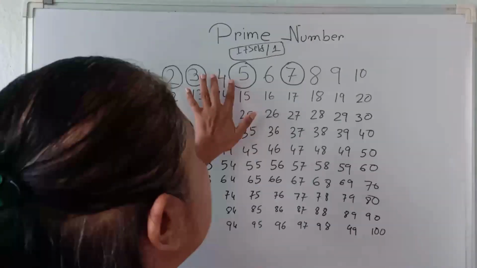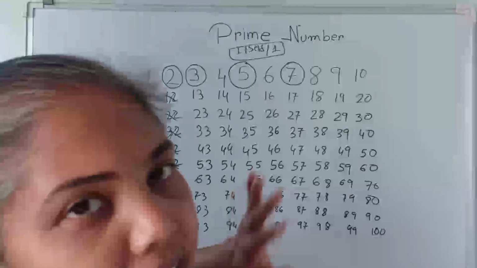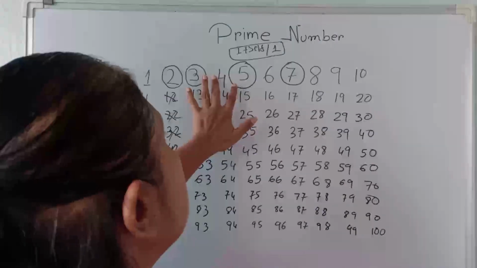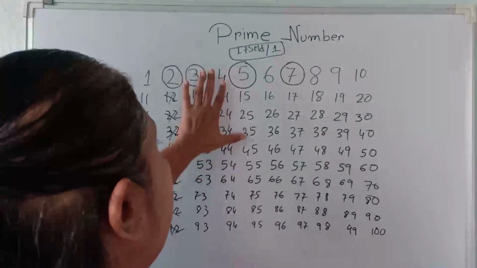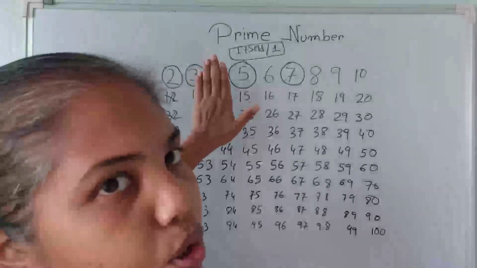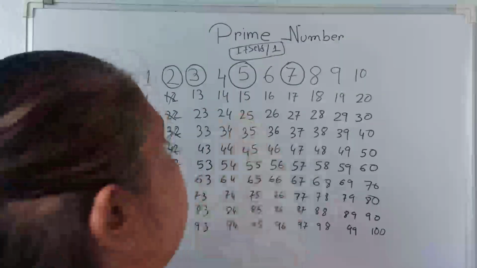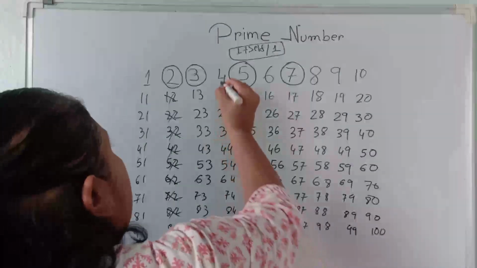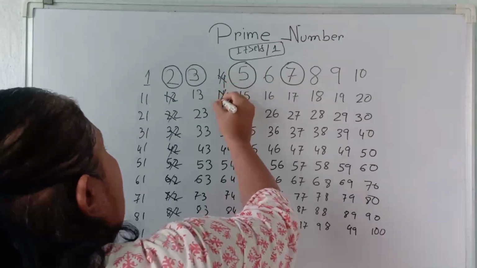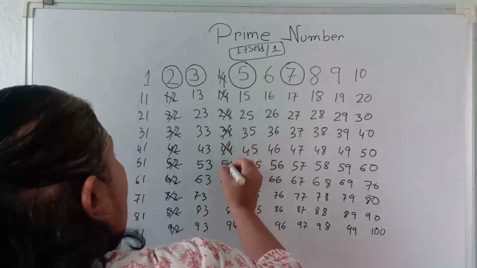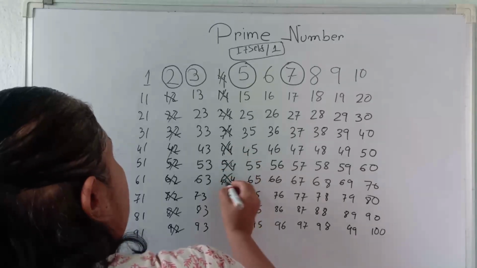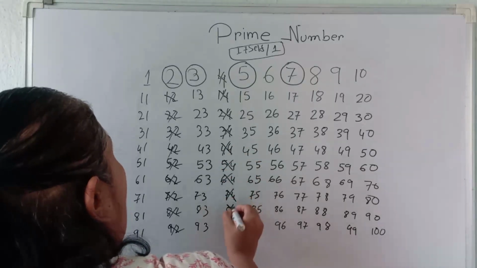Now let's talk about 4. 4 is completely divisible by 2. So 4 is not a prime number. And whatever numbers end with 4 are also not prime numbers because they are all divisible by 2. So whatever numbers end with 4, just cross them down. They are all divisible by another number.